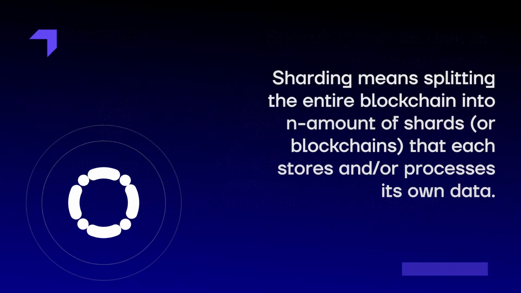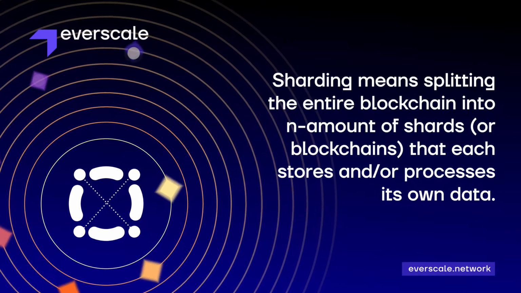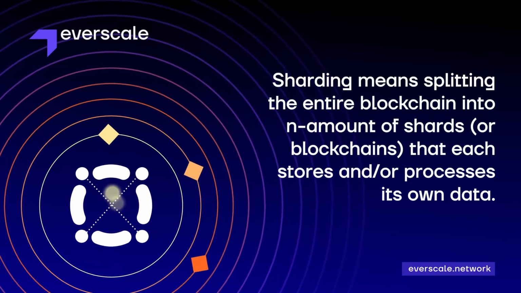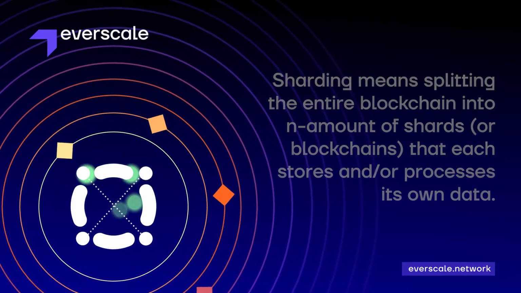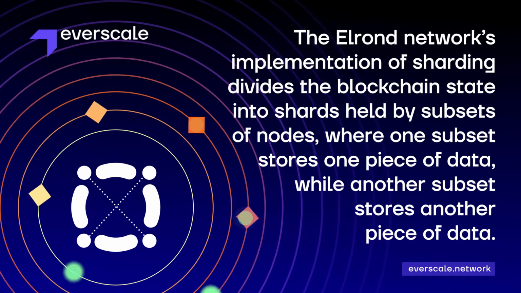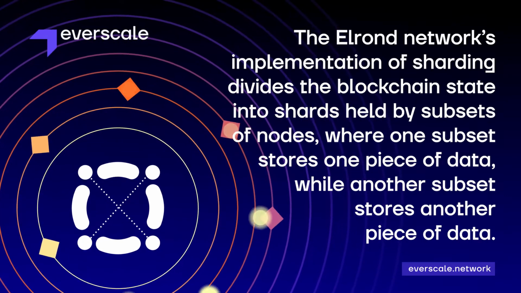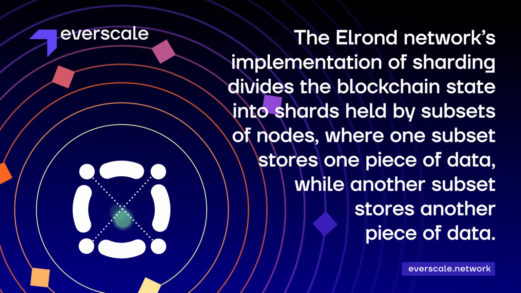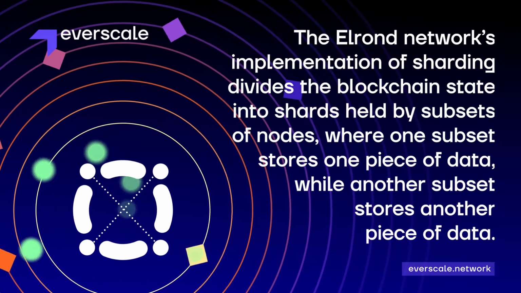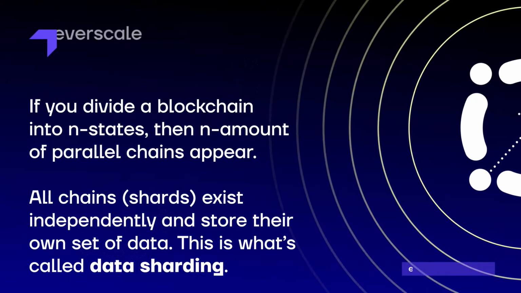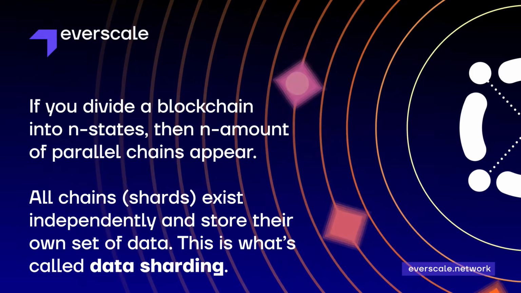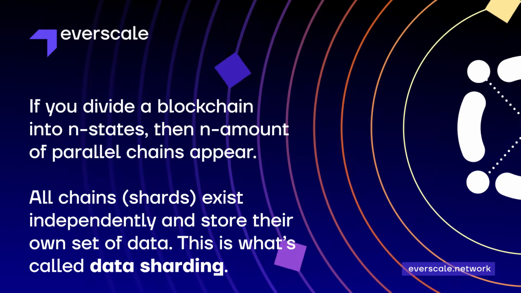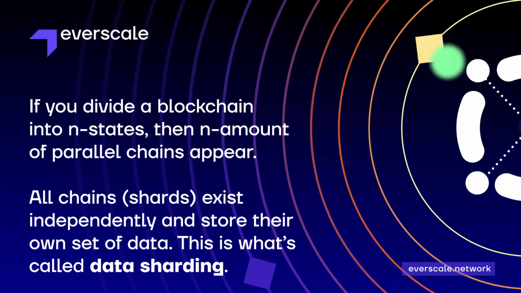In a nutshell, sharding means splitting the entire blockchain into n amounts of shards, or blockchains, that each store and/or process their own data. The Elrond network's implementation of sharding divides the blockchain state into shards held by subsets of nodes, where one subset stores one piece of data, while another subset stores another piece of data. If you divide a blockchain into n states, then n amount of parallel chains appear. All chains, shards, exist independently and store their own set of data. This is what's called data sharding.